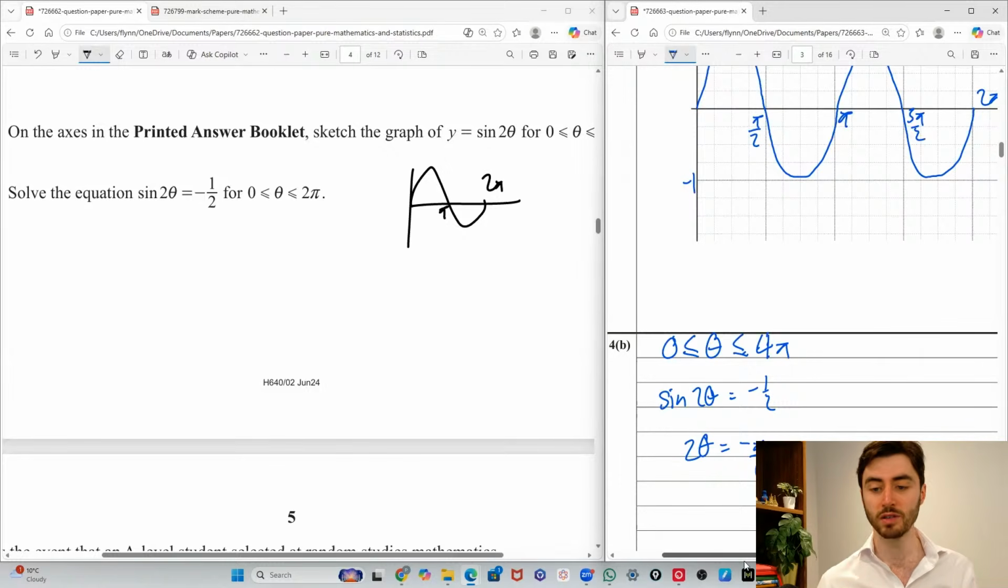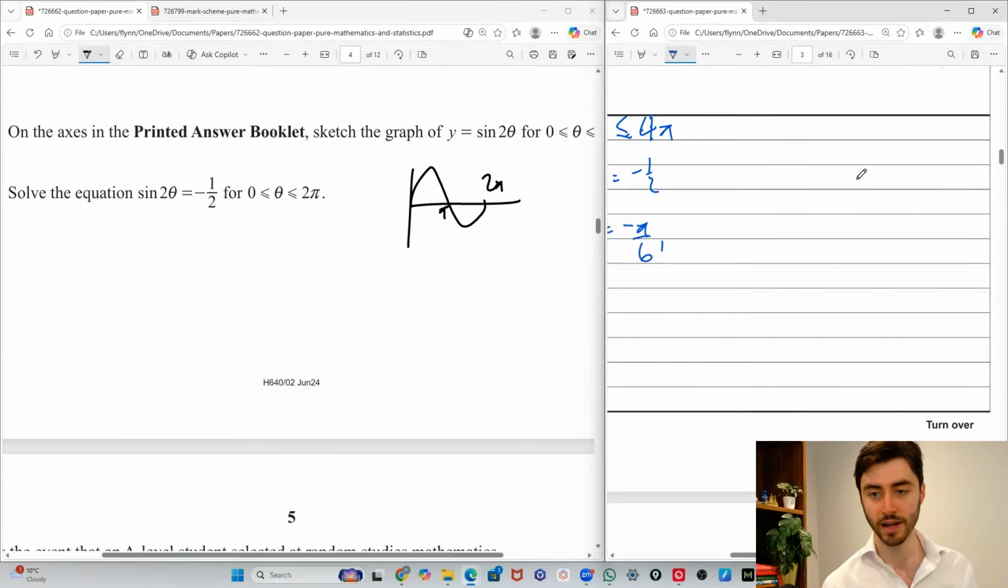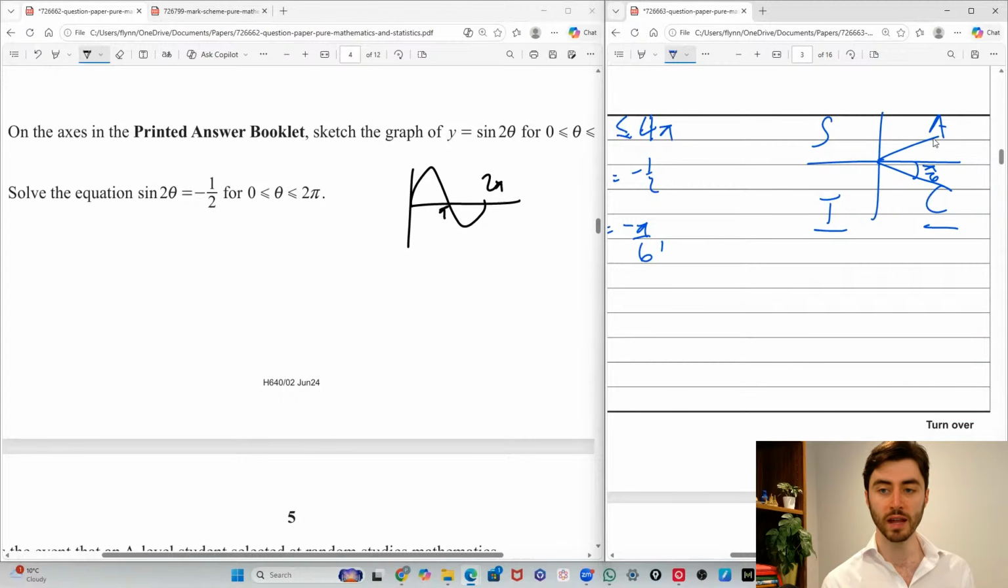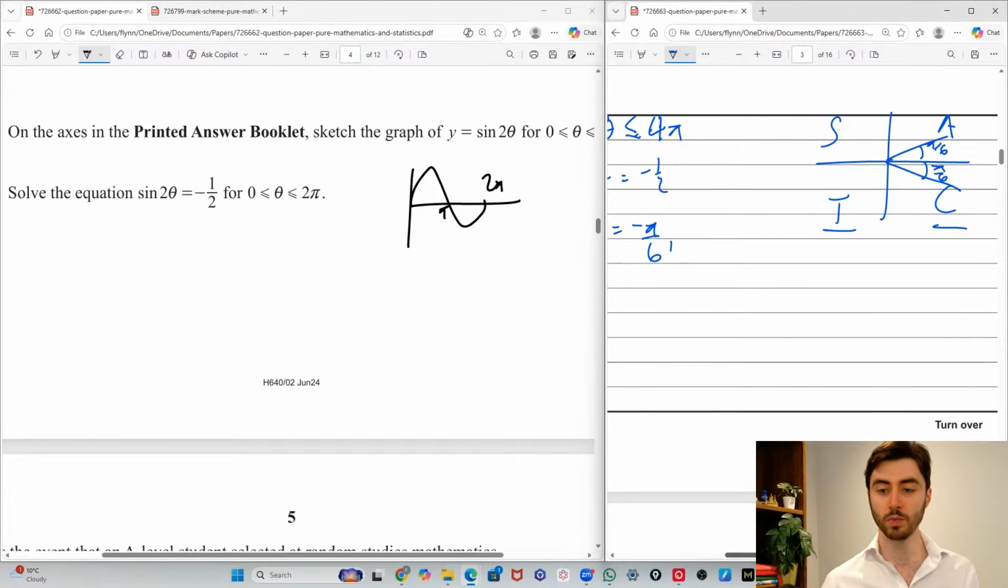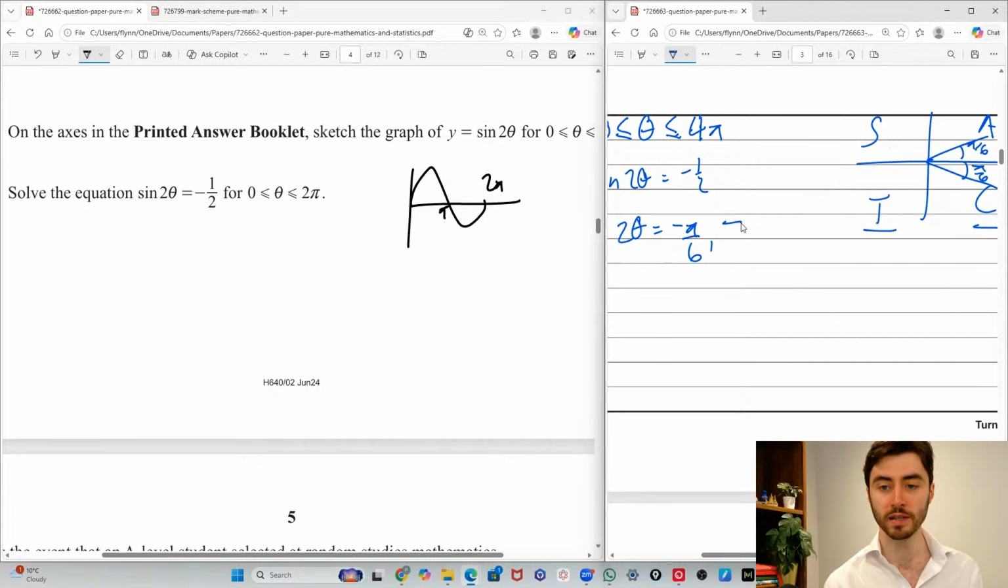I'll do it two ways. Let me do it my way first. So my way would be from the cast diagram. I'm good working in those. I know that sine is negative, so I'm looking in the T and the C region. I know that the first value is -pi over 6, which is based on an A value of pi over 6, from which I can get my other values. So the T one would be pi plus pi over 6, which would be 7 pi over 6. The C value would be 2 pi minus pi over 6, which would be 11 pi over 6.